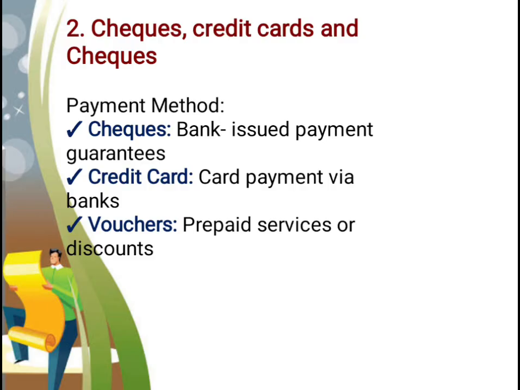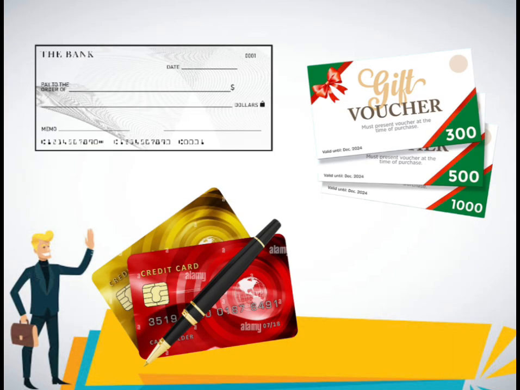The second one is checks, credit cards, and vouchers. The payment method of checks is bank-issued payment guarantees. For credit cards, it is card payment via banks. For vouchers, it is prepaid services or discounts. Here are examples of a card, a voucher, and a check. You must be aware of these so that you can explain to the customer the process of these things.